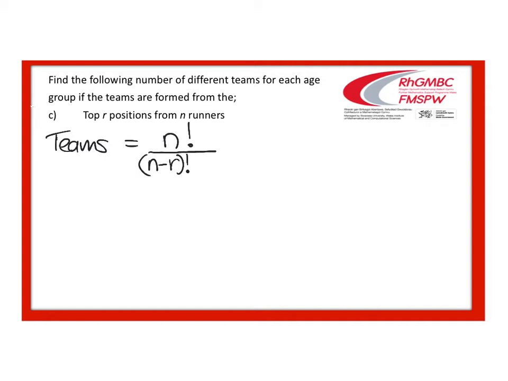All I care about is the first R people to cross the line. What I'm going to do is divide by the number of ways I can arrange R people, which is R factorial, and that will cancel through that factor of rearranging R people R factorial times. And so the number of teams that we can make from a group of N runners, where we're going to make it from the top R positions, is N factorial over N minus R factorial times R factorial.